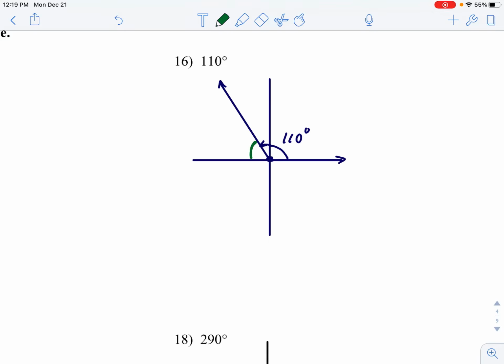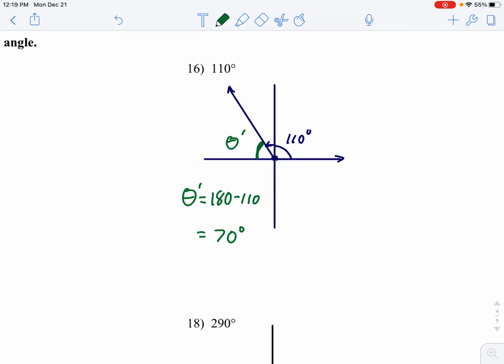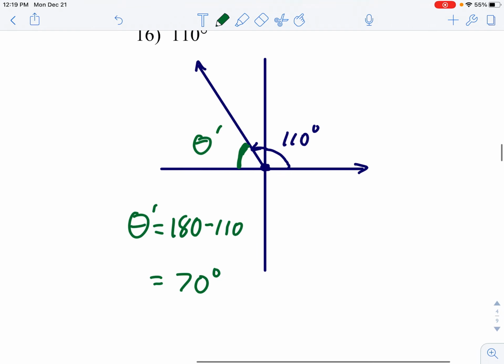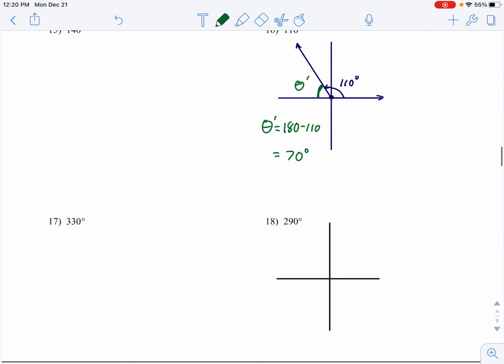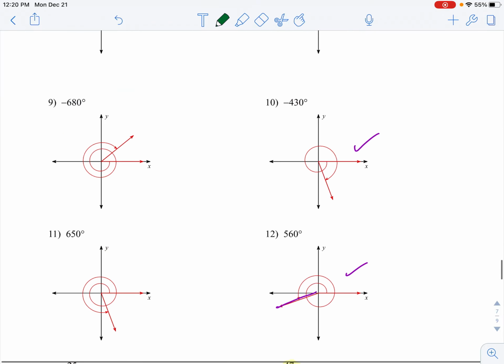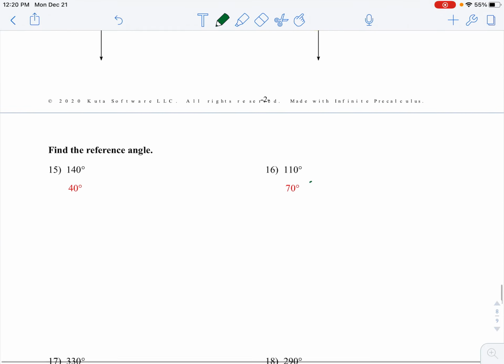So how big is that angle? My reference angle, so remember I've been calling that theta prime, is going to be 180 minus 110, which would give me 70 degrees. So my reference angle here is 70 degrees. Why 180? Well, because a straight line is 180, and we're finding the difference between the straight line and that 110 degree angle. Let me see if I'm right for number 16. It's a lot of scrolling. There it is, 70 degrees.